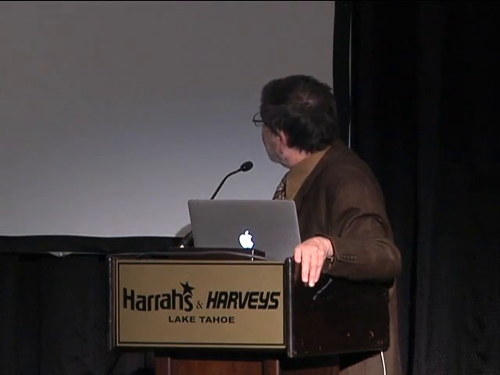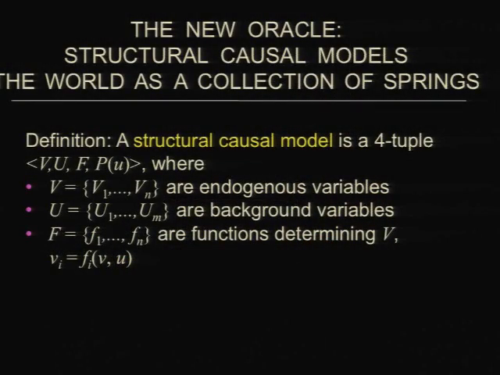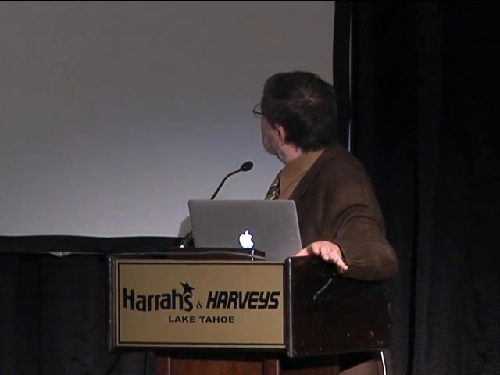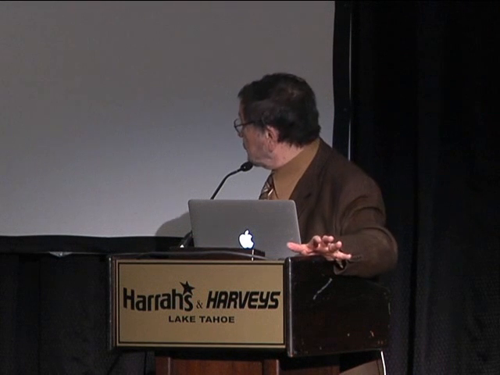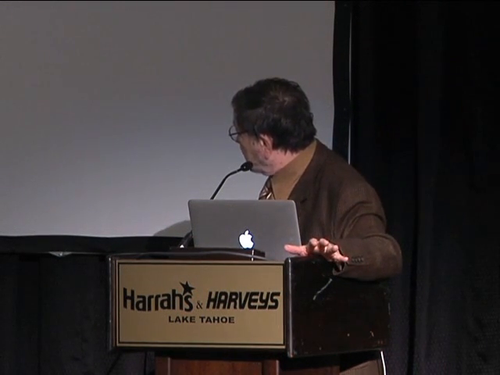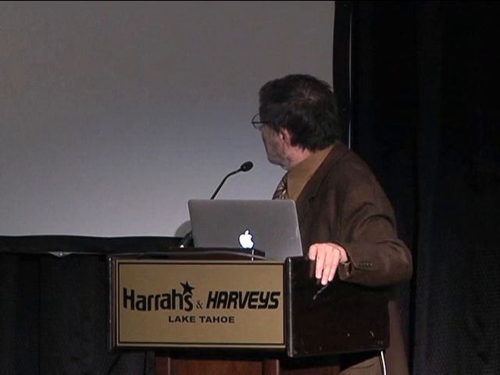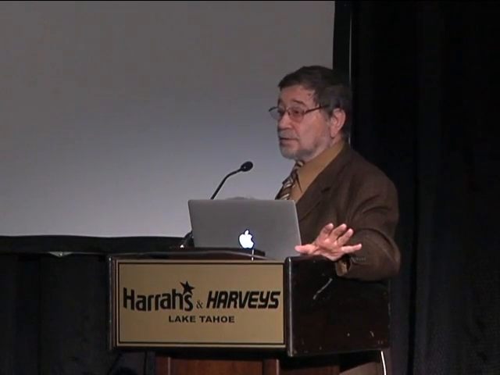Okay, let's go there, and this is my generalization of what I told you. This is our new oracle. The world as a collection of springs. Every variable gets its value according to some function of other variables and some background factors, which we call exogenous, because we don't insist on explaining them. Some of them are measured, some of them are not, but this is our oracle now.